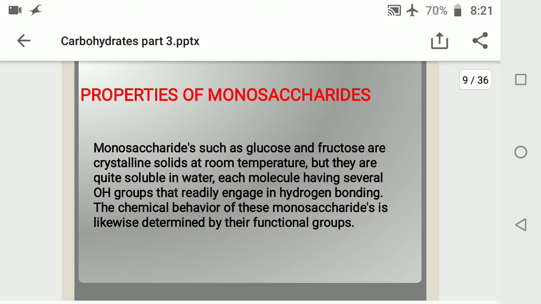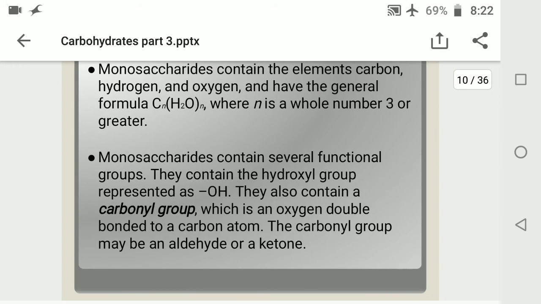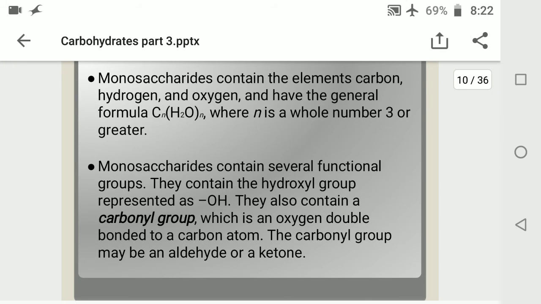The properties of monosaccharides: monosaccharides such as glucose and fructose are crystalline solids at room temperature, but they are quite soluble in water, each molecule having several OH groups that readily engage in hydrogen bonding. The chemical behavior of these monosaccharides is likewise determined by their functional groups. Monosaccharides contain the elements carbon, hydrogen, and oxygen, and have the general formula (CH2O)n, where n is a whole number 3 or greater.